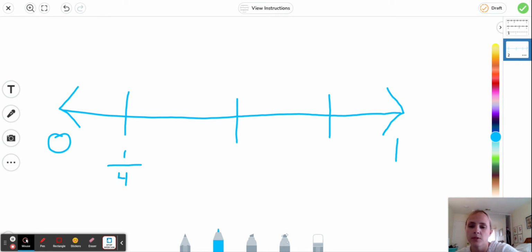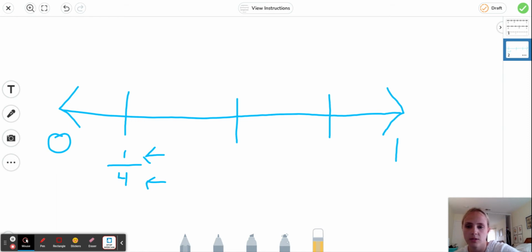The bottom number's the denominator. It's the total amount of spaces that we have on this number line. It's what the number line is broken into. And the top number, which is the numerator, represents the space. So that's the first space. That's 1/4. That's one space out of 4 spaces.